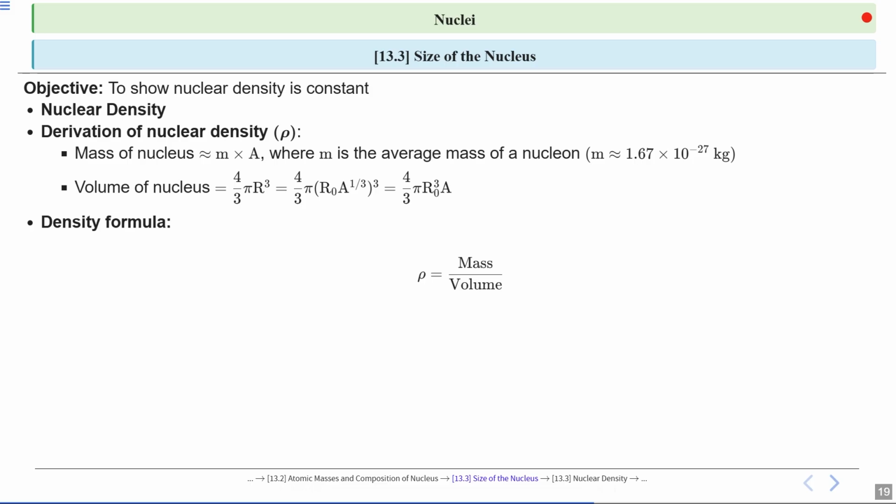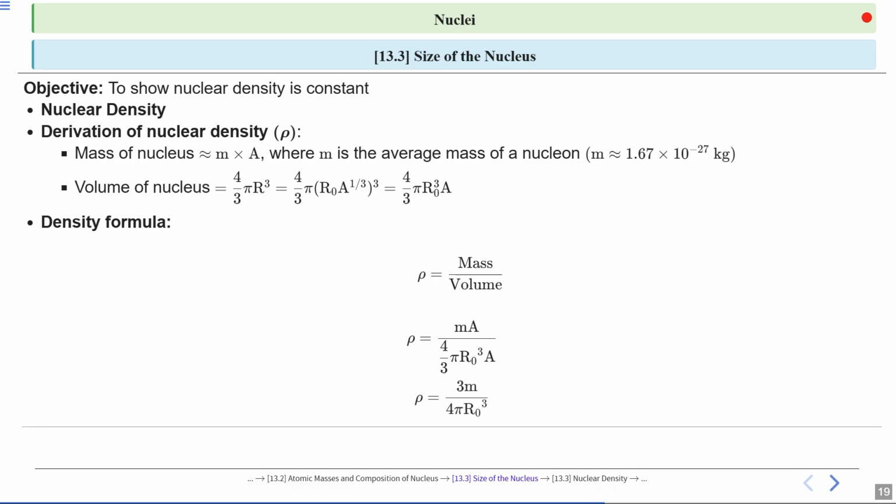Now let's put this together to get the density formula. Density rho is simply mass divided by volume. So we take the mass we found earlier and divide it by the volume expression we just derived. When we substitute the expressions for mass and volume, we get rho equals m times A divided by 4 by 3 pi R naught cubed times A. Notice that A represents the mass number, that is, the number of nucleons.